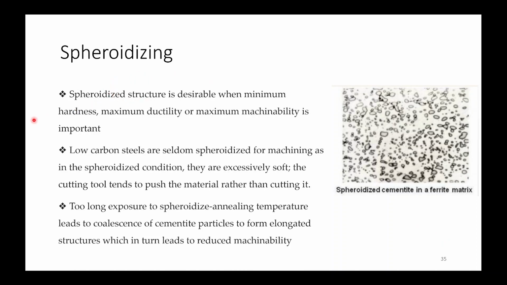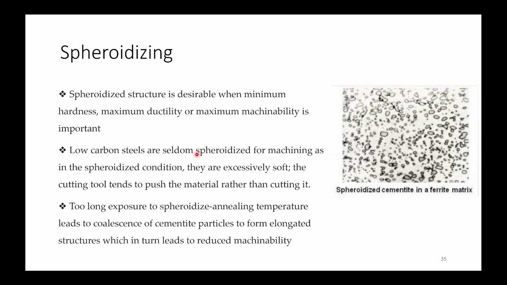Spheroidized structures are desirable when minimum hardness, maximum ductility or maximum machinability is important. In the case of low carbon steels, they are seldom spheroidized for machining, because in this case you will have a very small size and number of cementite particles, since it has low carbon. So in the case of low carbon, we avoid this. Compared to that, medium and high carbon steels are spheroidized.